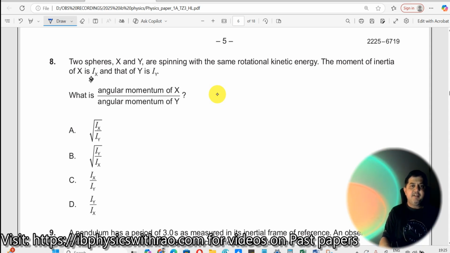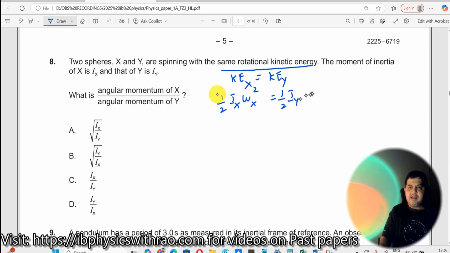Eighth question. Two spheres x and y are spinning with the same rotational kinetic energy. Same rotational kinetic energy, which means what? Which means kinetic energy of rotation of x is equal to kinetic energy of rotation of y, which means half Ix omega x square is equal to half Iy omega y square. The moment of inertia of x is Ix and that of y is Iy. The angular momentum of this.